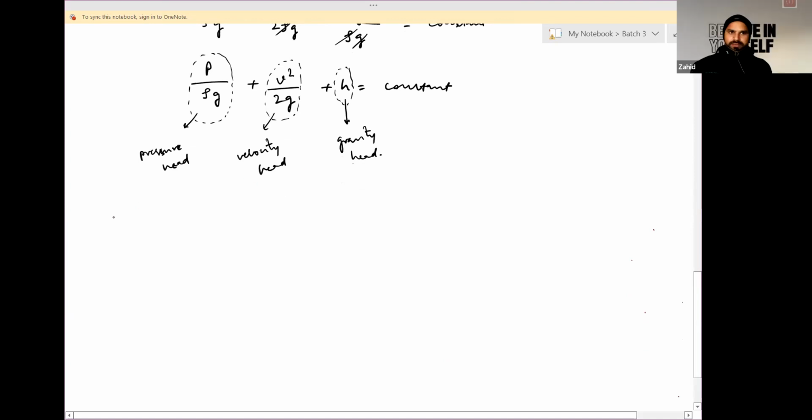Now, applications of this particular Bernoulli's principle. The first application is the Magnus effect.